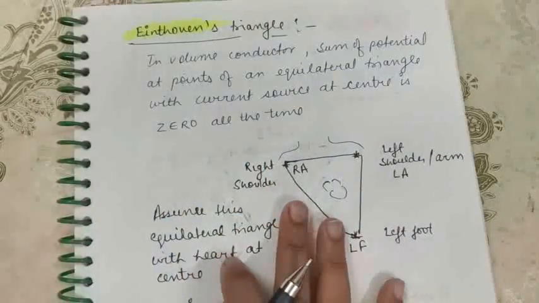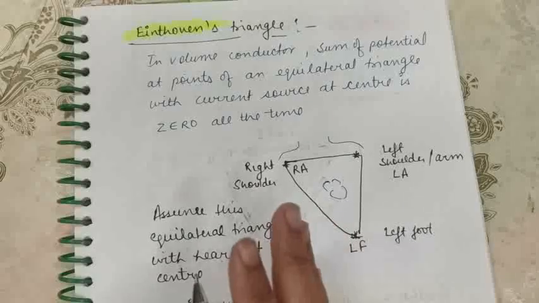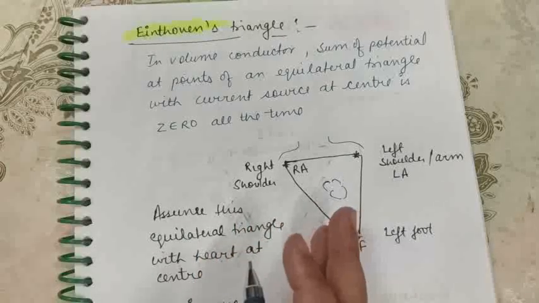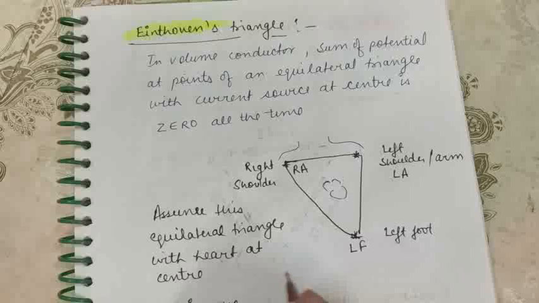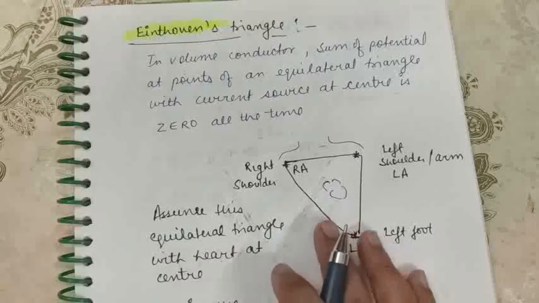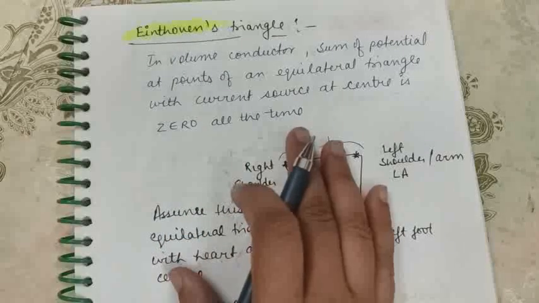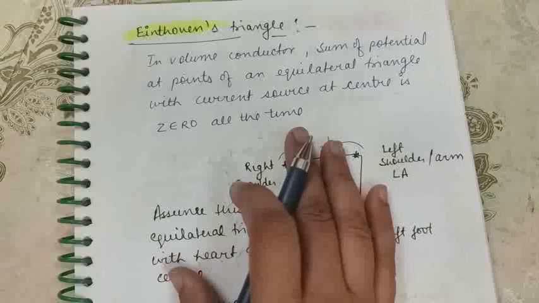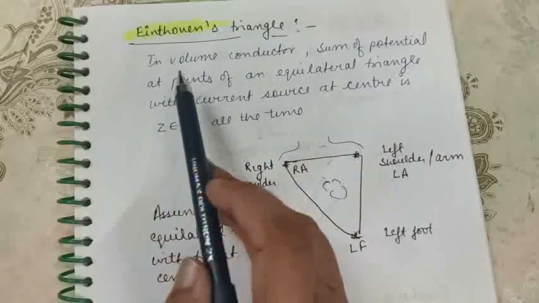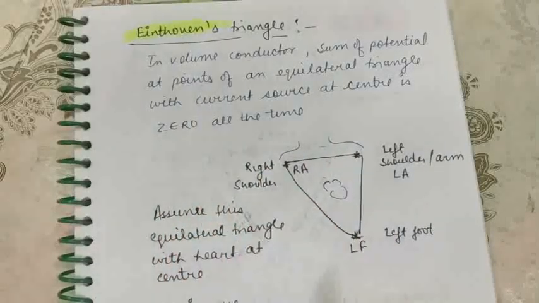We also have various bipolar leads and unipolar leads in our ECG, so we have used both methods. But before going into detail about this concept, we should know what Einthoven's triangle is. So what is Einthoven's triangle basically?